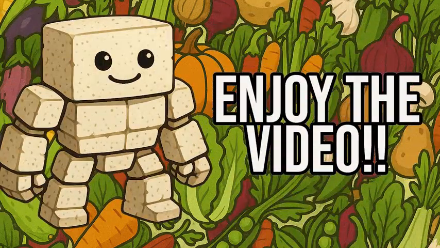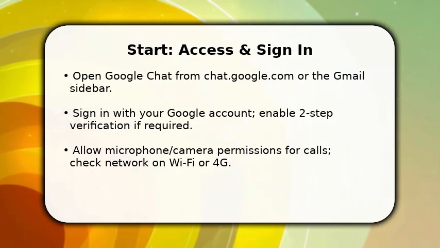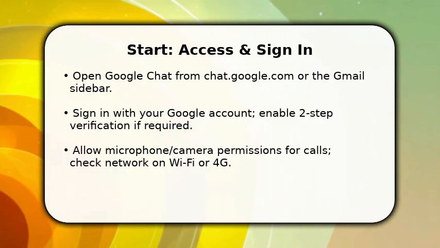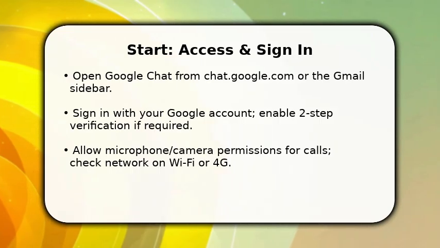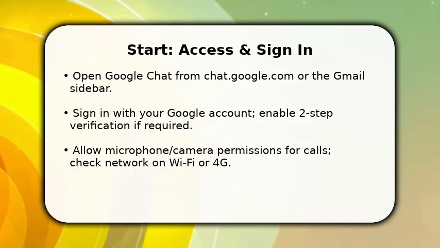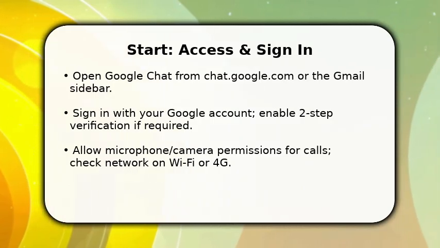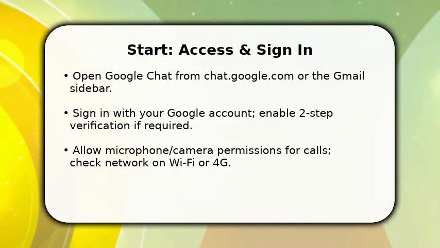Please enjoy the video. You start by opening Google Chat and signing in with your Google account. Do that now. Once signed in, make sure notifications are enabled so messages arrive in real time. If you plan to call or share screens, grant microphone and camera access and confirm your network is stable. Also, verify your profile name and display picture so contacts recognize you.